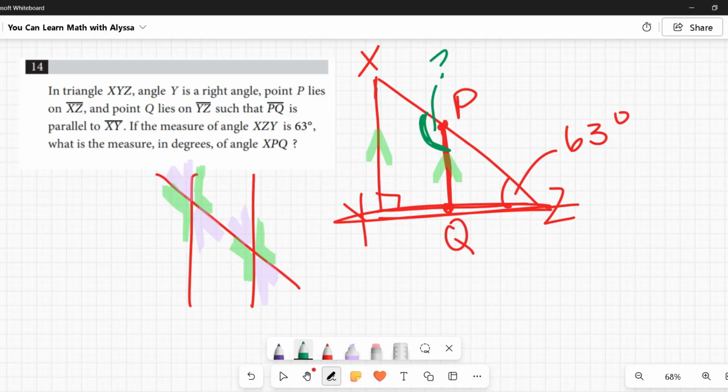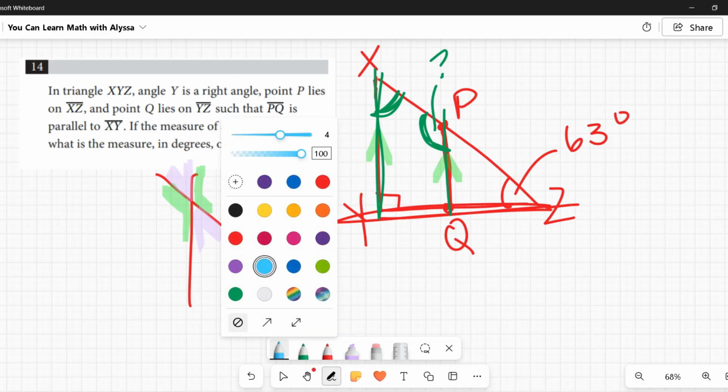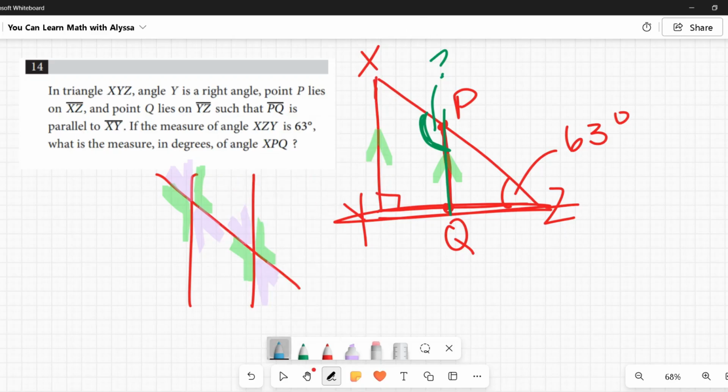So in this case, with our little parallel lines here, this angle right here, actually I'm going to use a different color. Let's use baby blue. This angle right here is the same as this angle right here. Now that doesn't help us with this one, but if I could figure out what this angle QPZ is, then I could say, oh, well, my angle in question, the one I need to know, is supplementary to it. Well, how can I figure it out?